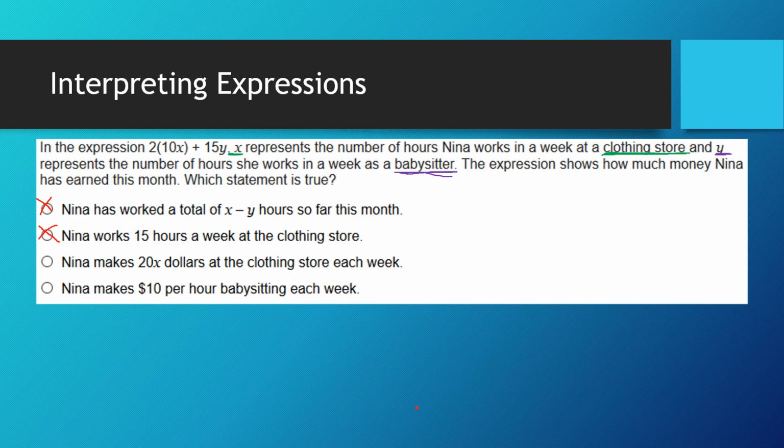The third option, Nina makes $20x at the clothing store each week. So let's take a look if that makes sense. 20x, let's see where you're getting that.